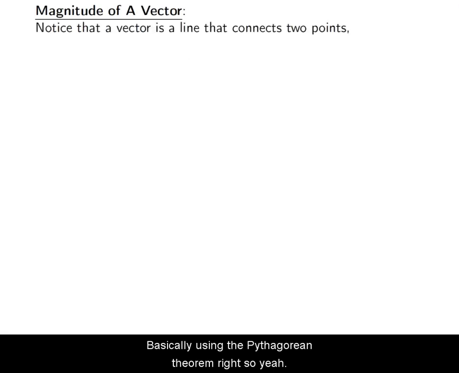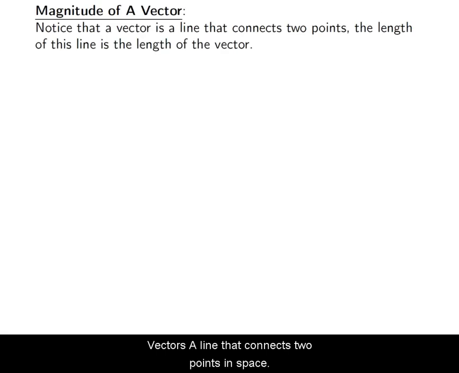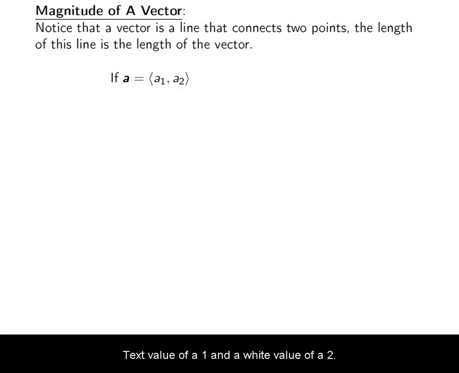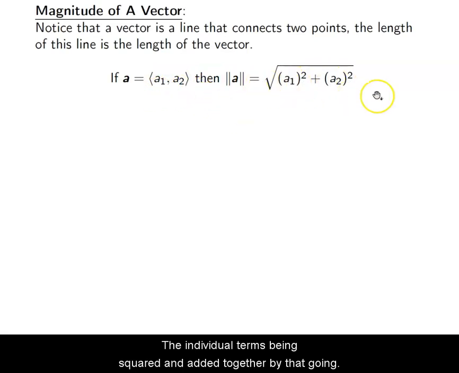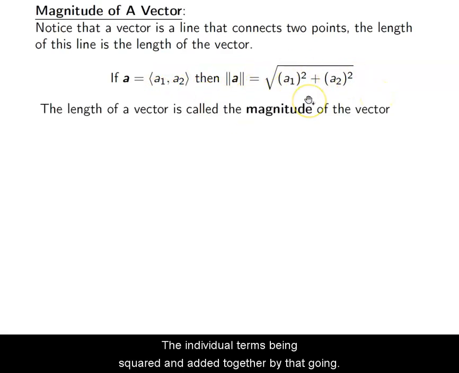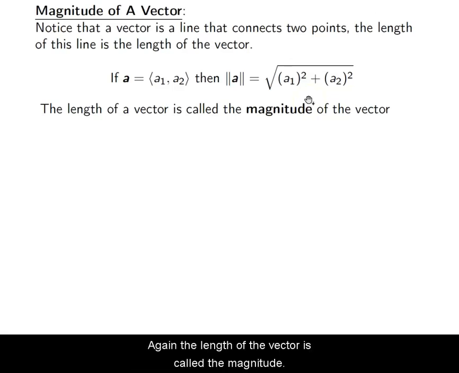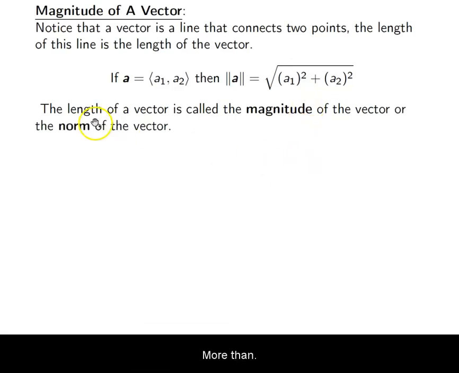So if I want to find the length of a vector, the magnitude of a vector, I'm basically using the Pythagorean theorem. Again, a vector is a line that connects 2 points in space, and the length of that line is the length of our vector. So if my vector is given by an x value of a1 and a y value of a2, then the length of A, or the magnitude of A, also called the norm of A, is the square root of the individual terms being squared and added together. It's the Pythagorean identity.